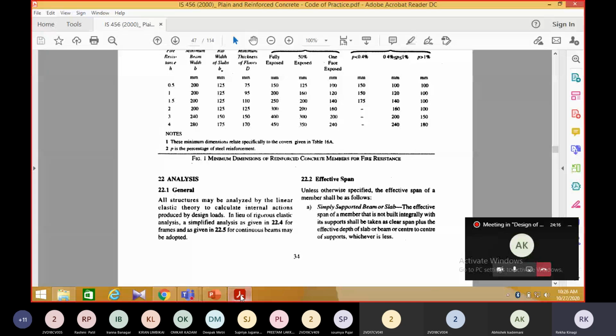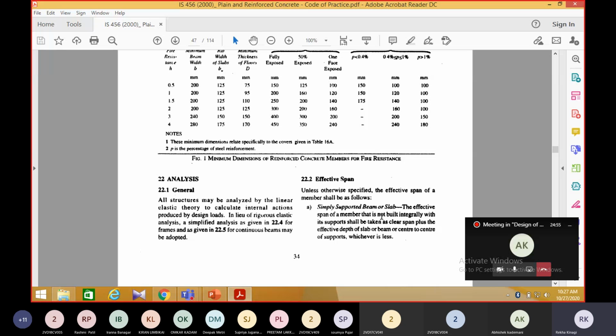Here we have clause number 22.2, effective span. Unless otherwise specified, the effective span of the member shall be as follows. If the effective span is specified in the design itself, it can be taken as it is. But if the effective span is not mentioned or if the clear span is given, then we need to calculate the effective span. For a simply supported beam or slab, and the type of beam which we are designing is a simply supported beam, we are going to consider this particular clause.